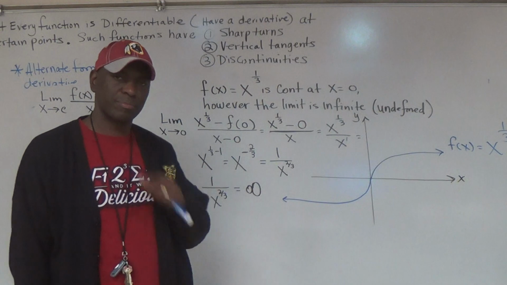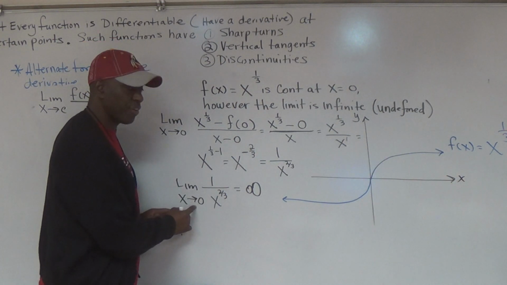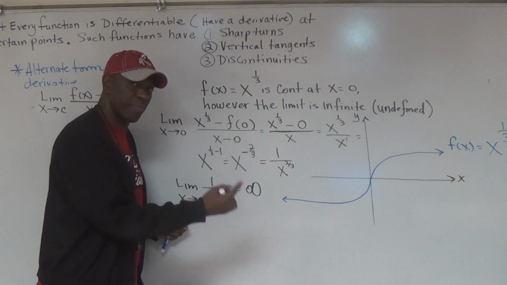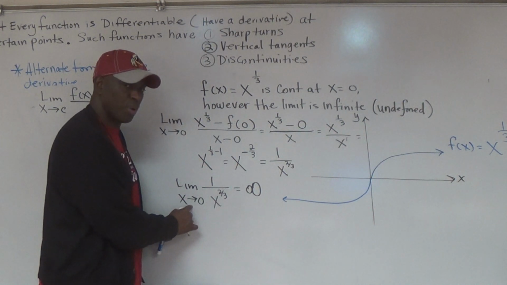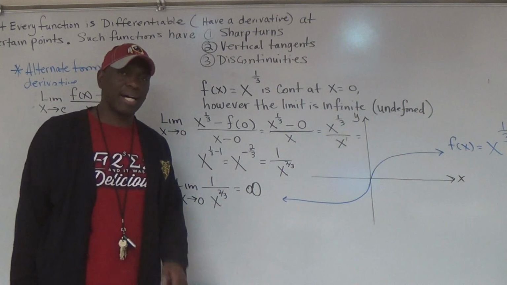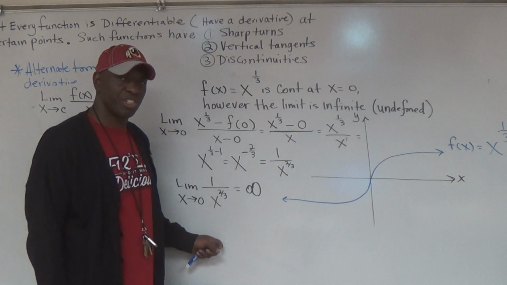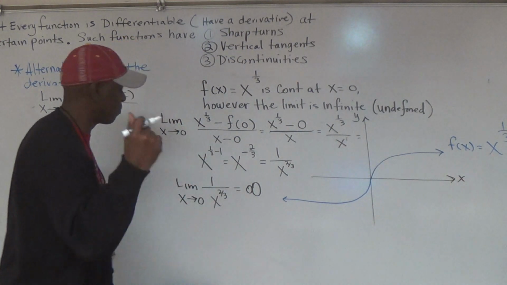That's infinity. Because as x gets very, very small, this here gets very, very large. As x gets small, this gets large. Someone's saying, Mr. Wright, I don't get that. I don't understand it. What do you mean? As x gets small, this gets large. Let me come at you like this. Watch this. Look, come on. Come on over here.